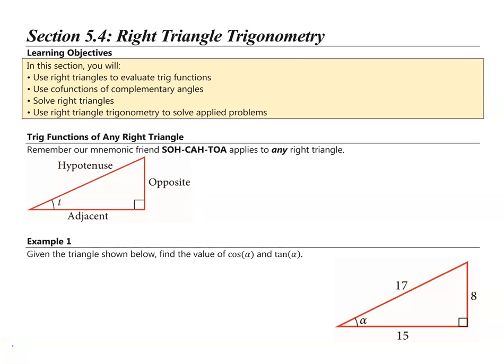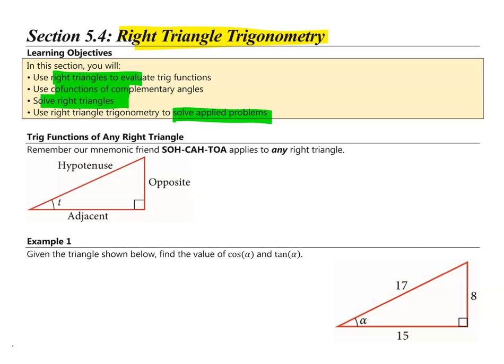Section 5.4, Right Triangle Trigonometry. In this section, you will use right triangles to evaluate trig functions, use cofunctions of complementary angles, solve right triangles, and use right triangle trigonometry to solve applied problems.